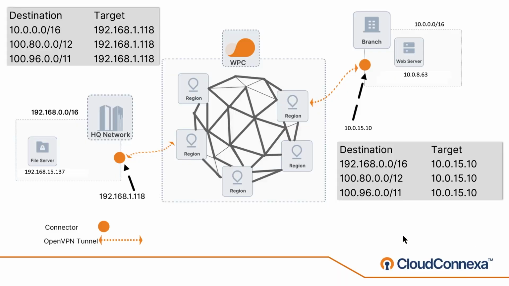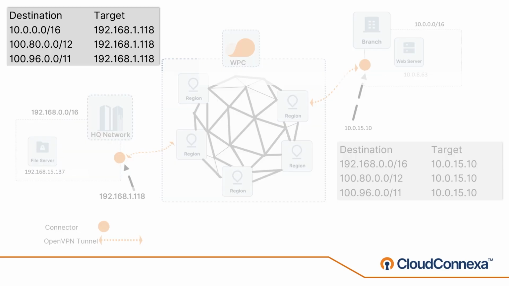So to summarize this, let's talk about what actually happens when we send a ping from the headquarter network to something in the branch network, like our web server at 10.0.8.63, or vice versa. The packet starts off in the headquarter LAN. It wants to reach the 10.0.8.63, which isn't part of the local subnet. My router checks its routing table and sees a static route that says, hey, anything destined for the 10.0 can be reached through the connector.